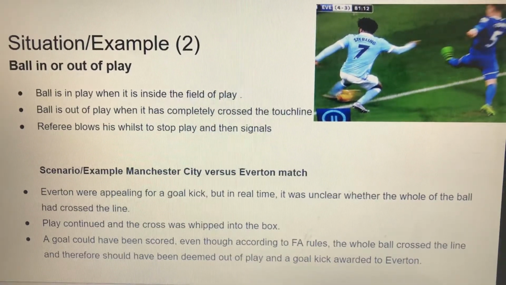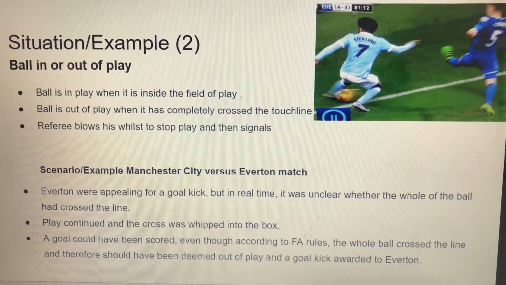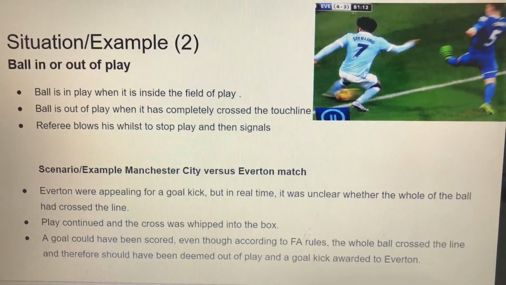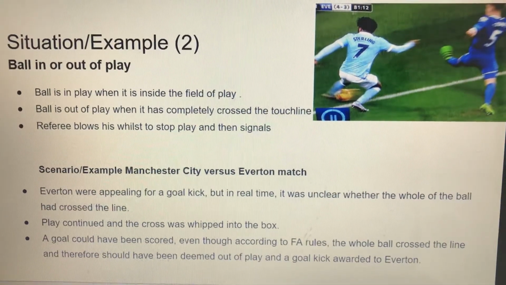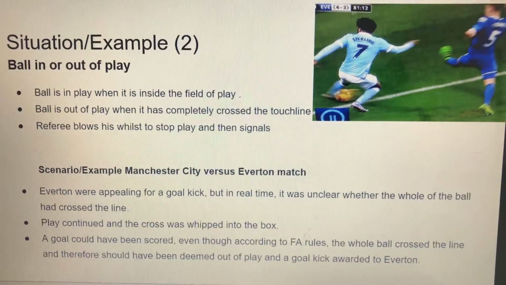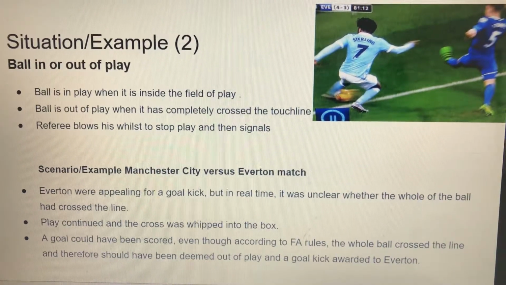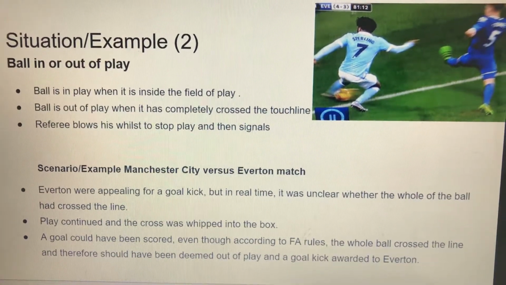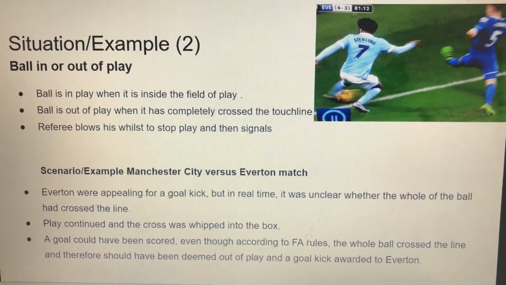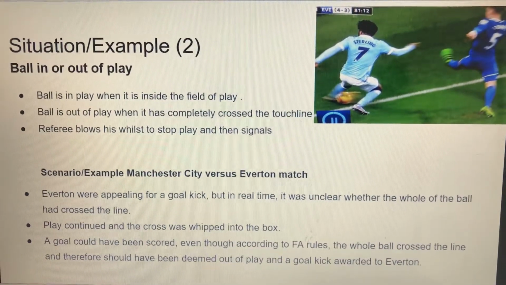In the end, play continued and the cross was whipped into the box and was then defended by Everton. A goal could have been scored from this, even though according to the FA rules, the whole ball crossed the line and therefore should have been deemed out of play, and a goal kick should have been awarded to Everton.